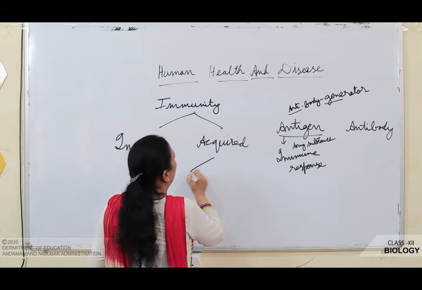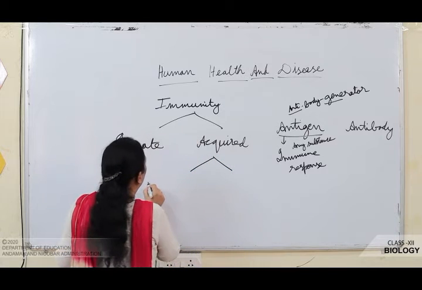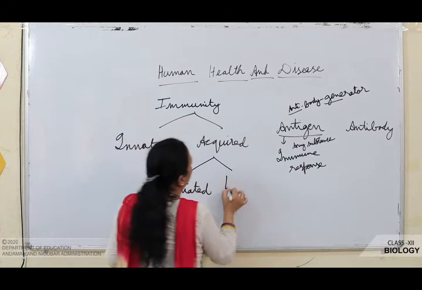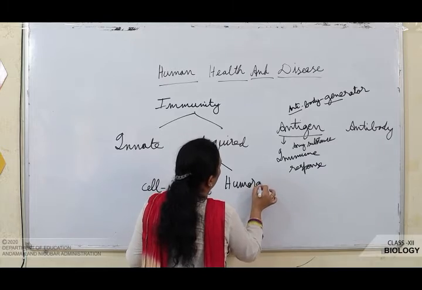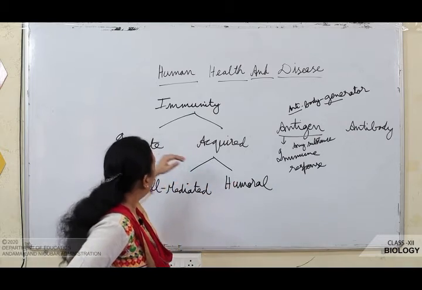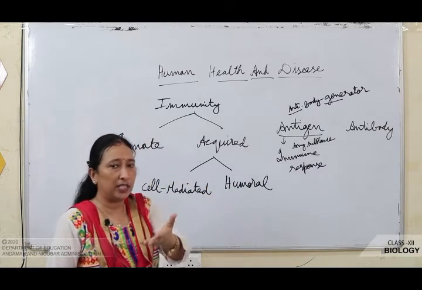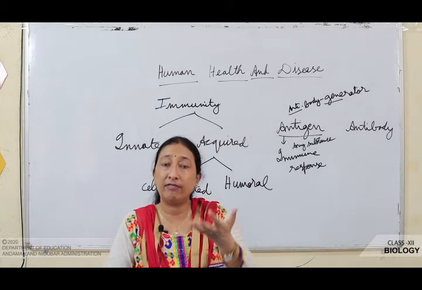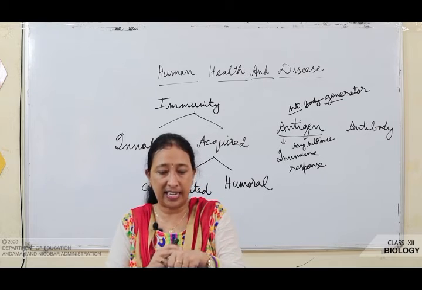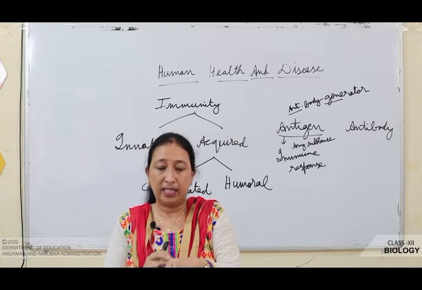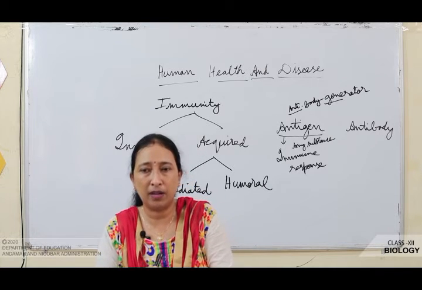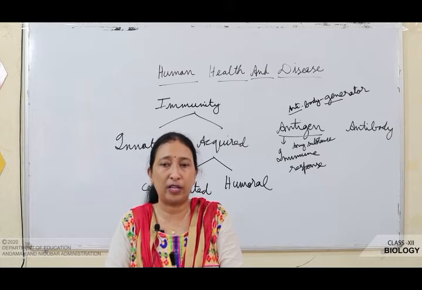There are two types of acquired immunity: cell mediated and humoral. Again, I would like to focus on innate immunity once more, on what innate immunity is present in your body. Like skin, this is also an innate immunity. It prevents the entry of microbes. The pH of the skin is nearly 3.3 to 3.5, and it retards the growth of the microbes.